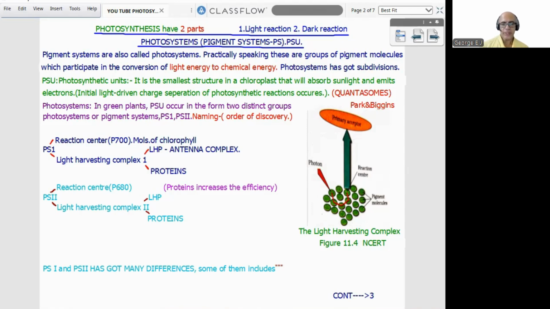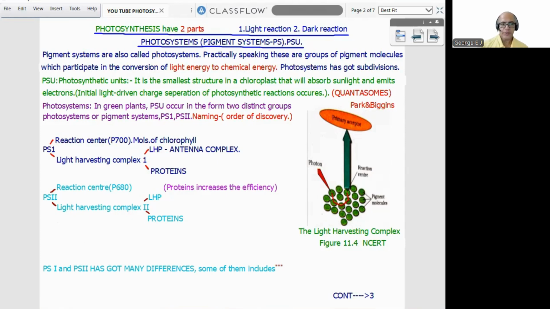Similarly, the second one is PS2. That is this one. Here you can find PS2. Again, two components, reaction center, but here remember it is P680. And the light harvesting complex has got light harvesting pigments and proteins. And the proteins on both PS1 and PS2, that is concerned with the light harvesting complex LHC, are supposed to increase efficiency. I think that idea is clear with PS1, PS2, reaction center, light harvesting complex, LHP, and proteins. I think it is clear.